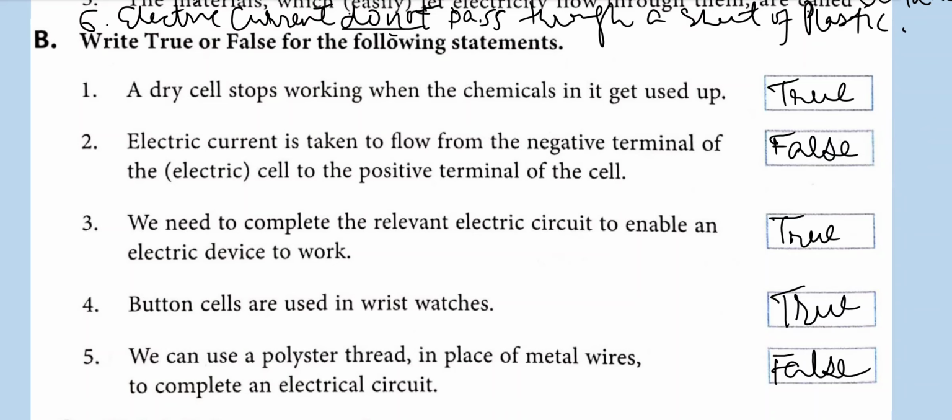First one, a dry cell stops working when the chemicals in it get used up. Electric current is taken to flow from the negative terminal of the electric cell to the positive terminal of the cell. This is false. We need to complete the relevant electric circuit to enable an electric device to work. True. Button cells are used in wristwatches. True. We can use a polyester thread in place of metal wires to complete an electric circuit. False.